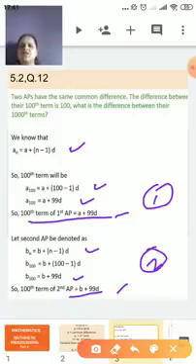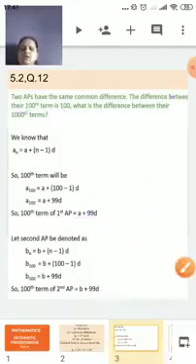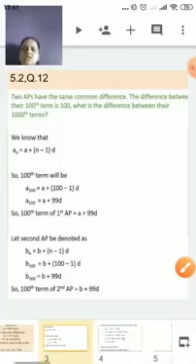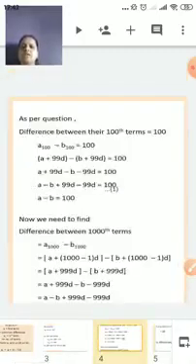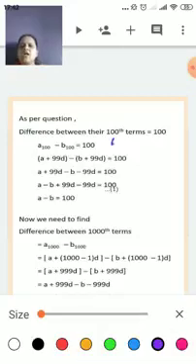Now just see what is given. The difference between their 100th terms is 100. That means the difference between a plus 99d and b plus 99d is 100. Let us continue with the same question. As per the given question, the difference between the 100th terms is 100. So we can write a100 minus b100 is 100.